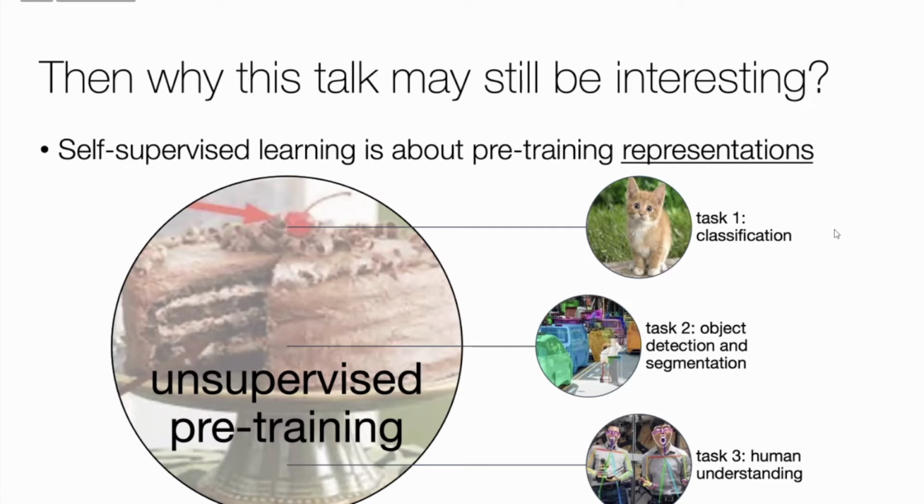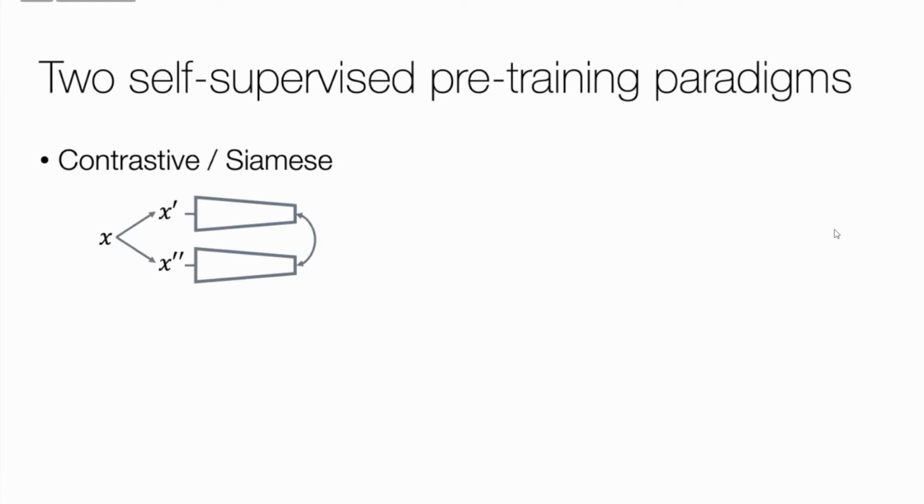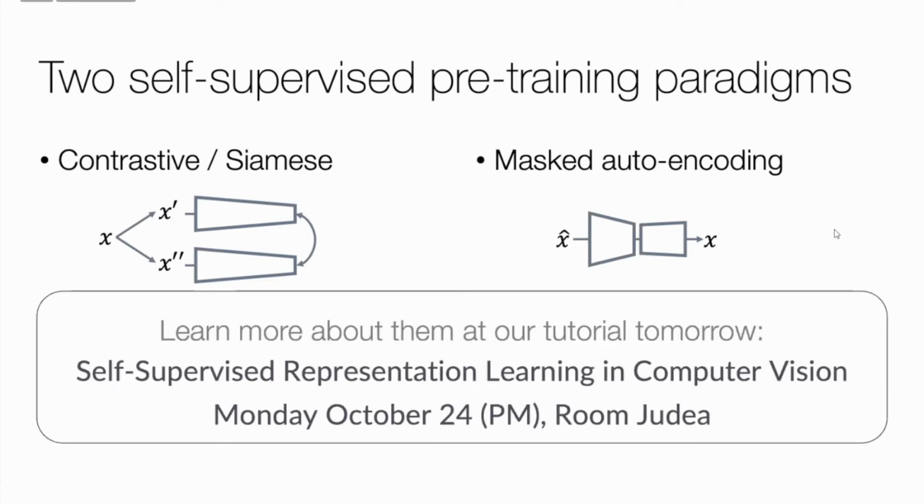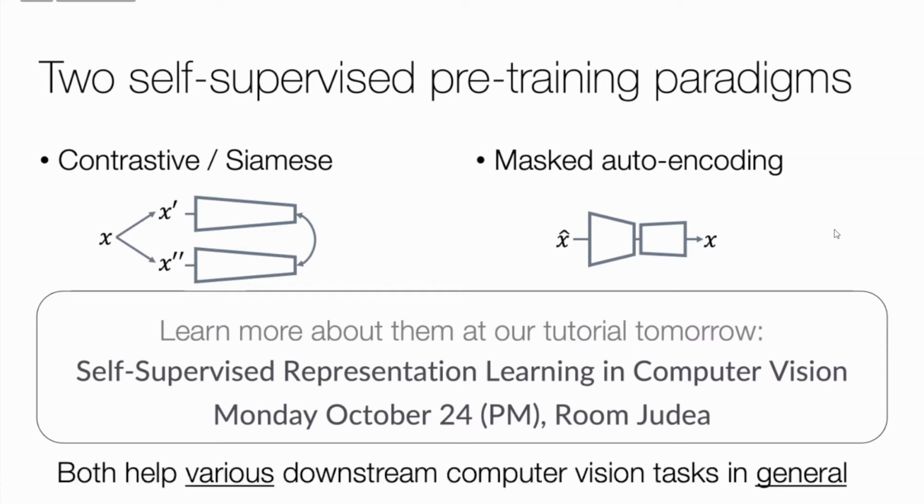So there are two popular self-supervised pre-training paradigms in the literature. One, I will call contrastive learning or Siamese learning, and the other, I will call masked autoencoding. I'm not going to talk about the details of these two paradigms. In fact, we have a tutorial tomorrow talking all about self-supervised representation learning in computer vision, so you're welcome to join us either in person or remotely. But both contrastive or Siamese learning and masked autoencoding can help various downstream computer vision tasks in general. So these are very useful pre-training paradigms.